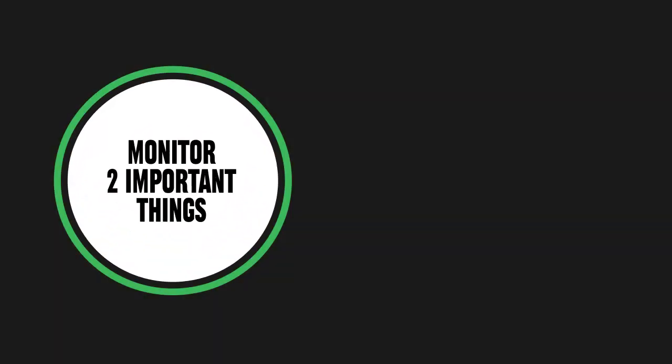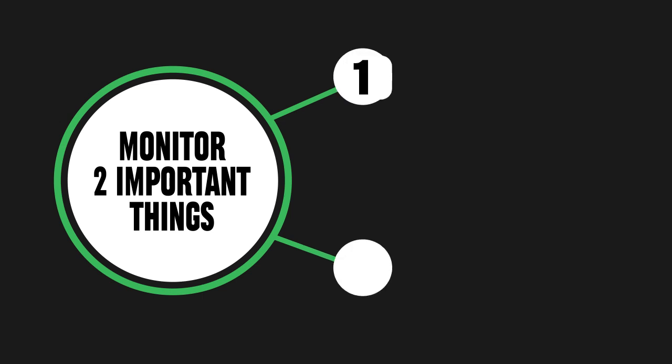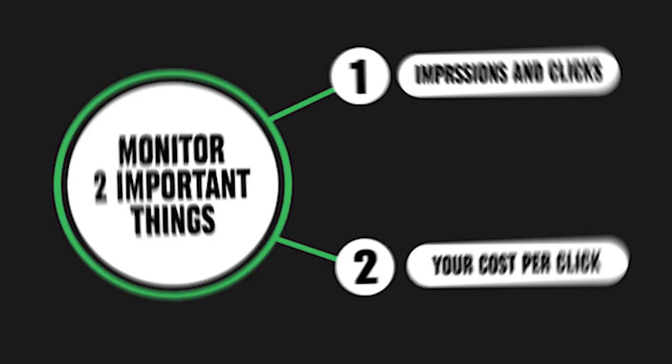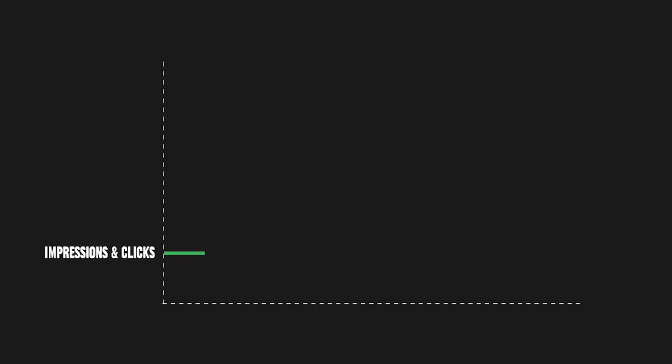During that time, you should be monitoring two things. One, your impressions and clicks, so the volume, and number two, your cost per click. Ideally, what is happening is that your impressions and clicks are staying the same or increasing as they were when you were doing automated bidding, but your cost per click is decreasing. That's the game. You want to increase impressions and clicks while decreasing the cost per click.